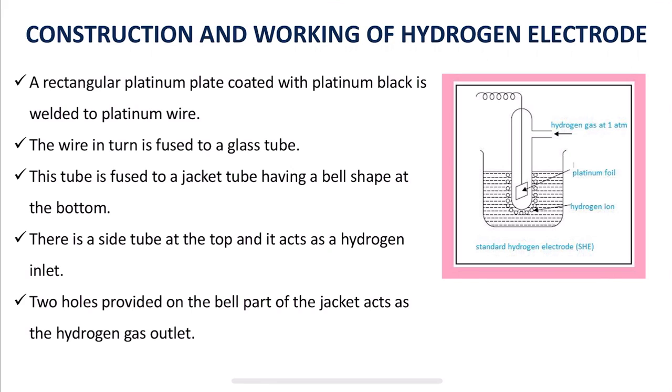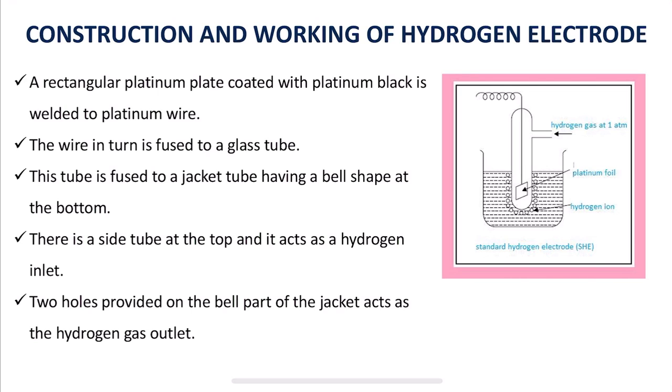So what exactly is the standard hydrogen electrode? It is used as a reference electrode when calculating the standard electrode potential of a half cell. The standard hydrogen electrode is often abbreviated as SHE, and its standard electrode potential is declared to be 0 at a temperature of 298 Kelvin. This is because it acts as a reference for comparison with any other electrode.